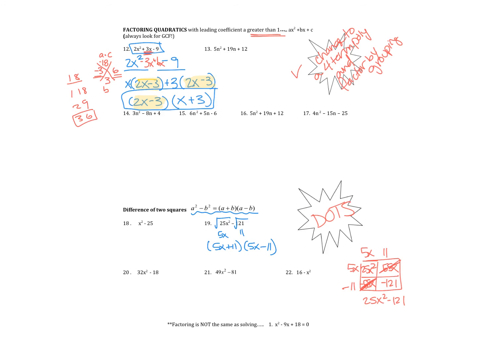So what about if it doesn't look like the difference of two squares? Well, number 20 doesn't look like the difference of two squares, but don't forget always your GCF. If I take out a factor of 2, I now have 16x squared minus 9. This becomes a difference of two squares problem.